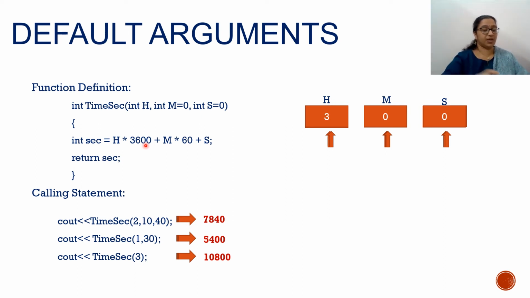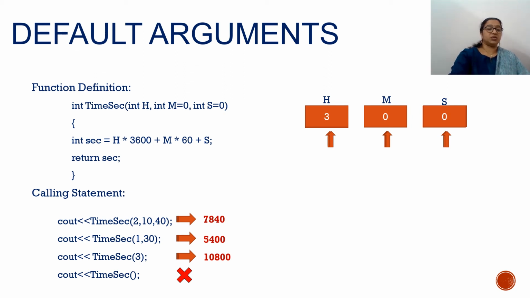Clear? Okay. Now the last statement. See the last statement: cout, timeSecond, empty bracket. Empty bracket means we are not passing any value to that function. So if there is no value, the computer will automatically check, is there any default argument in it? In H there is no default argument and we are not passing any value here. So this statement is wrong, because we need to pass at least one argument, since H has no default value.